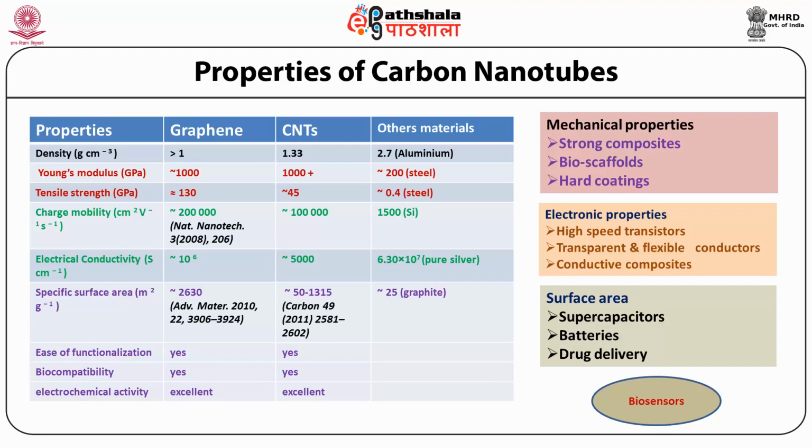Let us talk about the electrical conductivity. This electrical conductivity is in Siemens per centimeter. This is around 5000 in case of CNT, and in pure silver it is quite high. So it is reasonable, the electrical conductivity of CNT in Siemens per centimeter. Let us talk about the surface area. The specific surface area of CNT varies from 50 to 1315 meter square per gram. However, in case of graphite it is only 25.